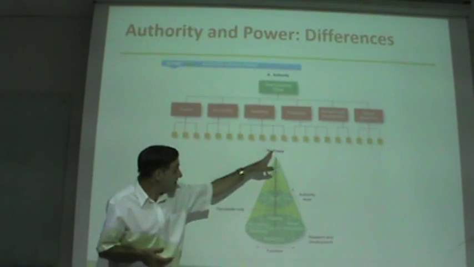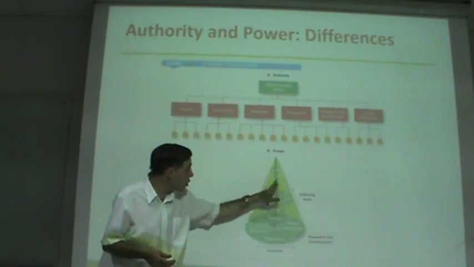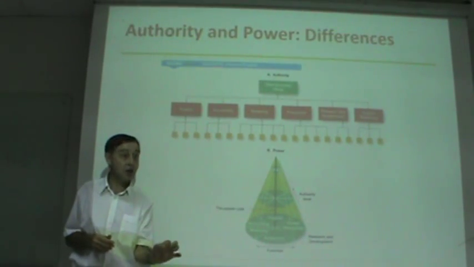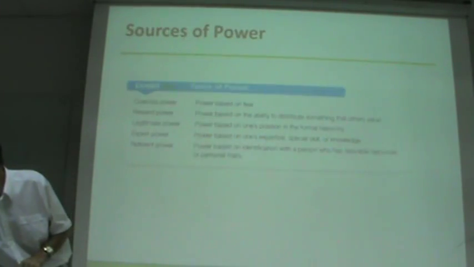So this is the example of power. Some people may be very low level, but still close to the power. And we have one or two more.